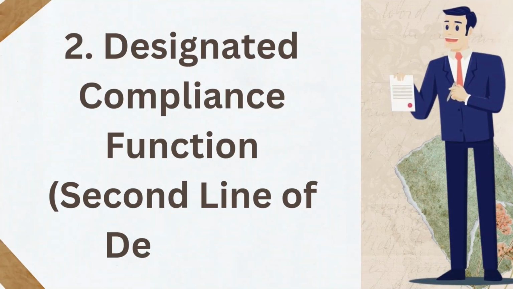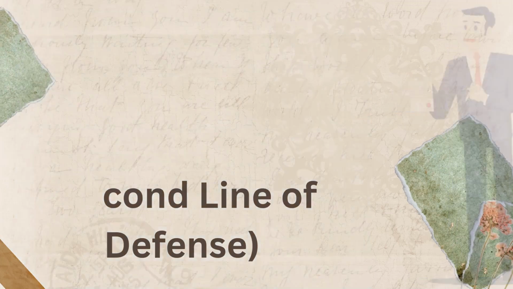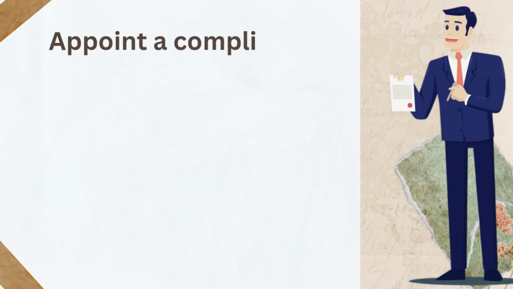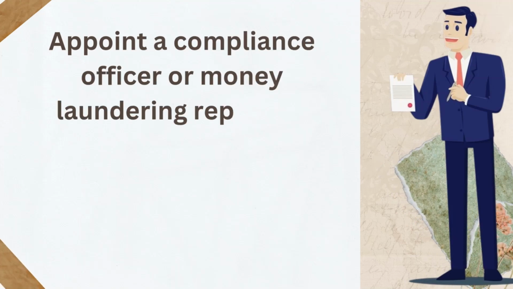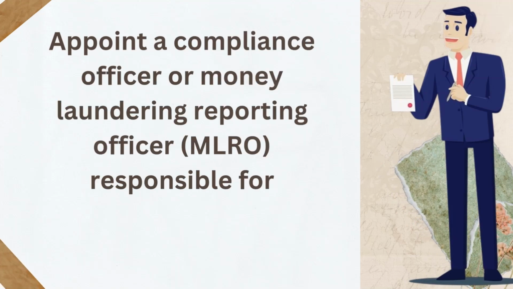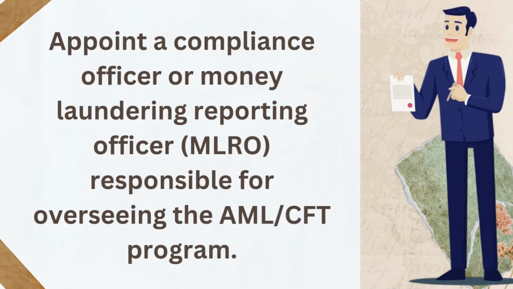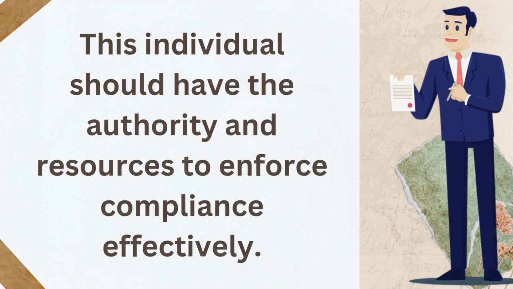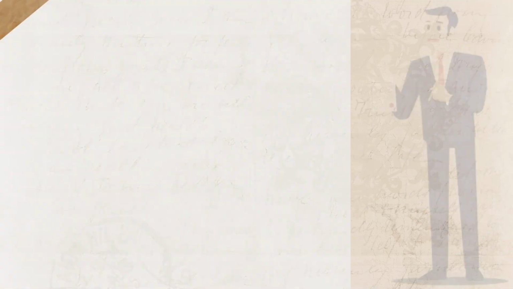2. Designated compliance function, second line of defense. Compliance officer. Appoint a compliance officer or money laundering reporting officer, MLRO, responsible for overseeing the AML/CFT program. This individual should have the authority and resources to enforce compliance effectively.